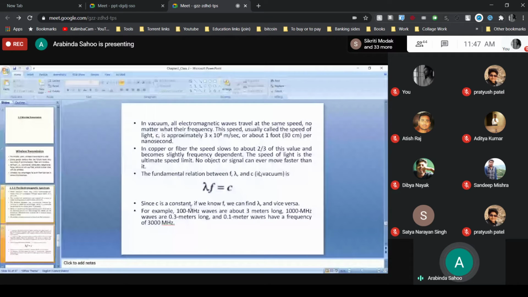But if it propagates through copper and fiber, the speed slows to about 2/3 of this value and becomes slightly frequency dependent. The speed of light is the ultimate speed limit. So you can note down that lambda f is equal to c.